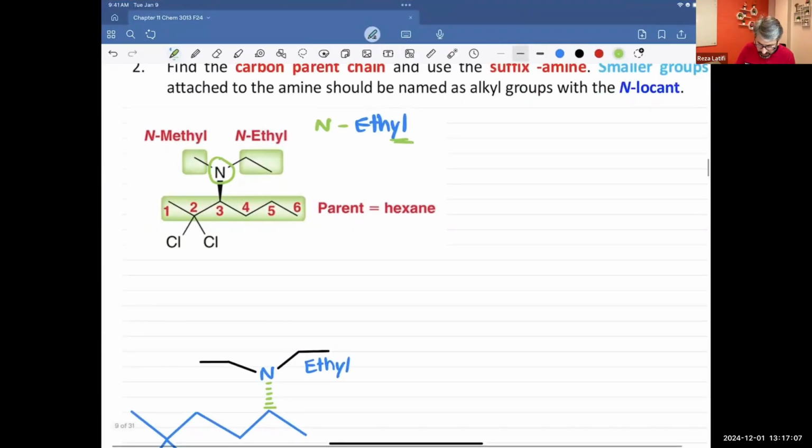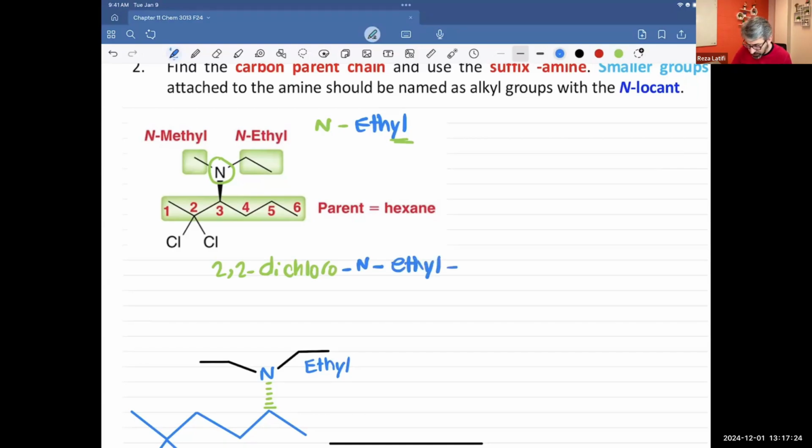And the name for this one will be this. We will get 2,2-dichloro. Next, I go N-ethyl. Next one will be N-methyl. Now I want to say that I have 6 carbons, and also I have a functional group that is amine. So I can just simply say dash 3, and then hexane, get rid of the E and replace it by amine. That's one way to write it.